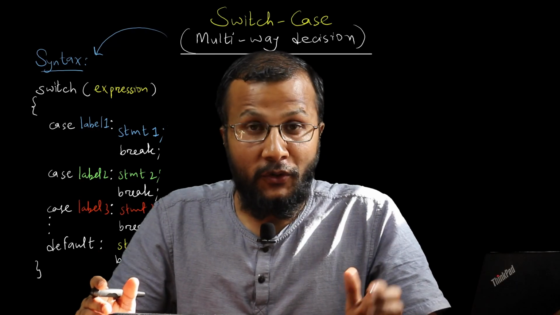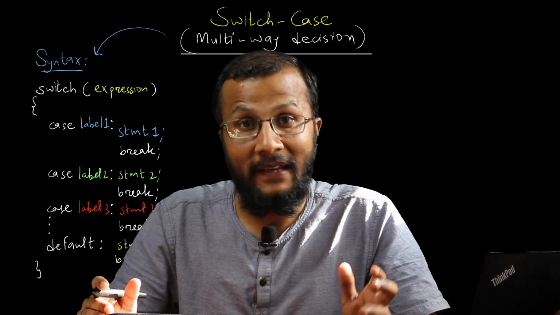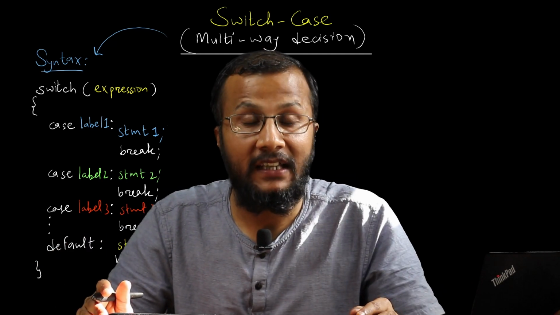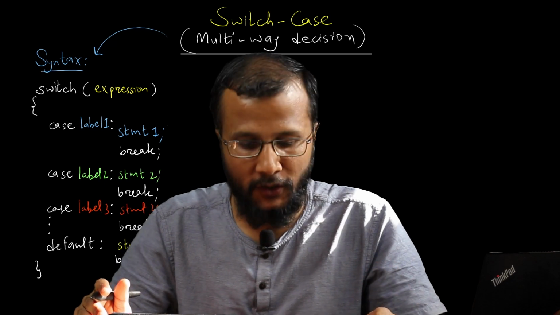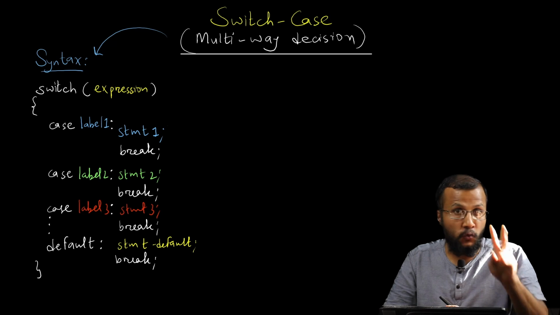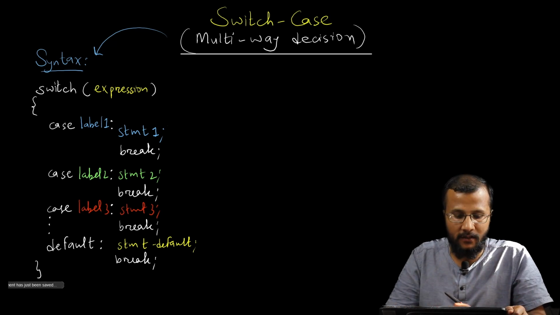In this lecture, we're going to learn about the switch case statement that is used for making multi-way decisions in C, like we have done it using the else if ladder. Now let's see how switch case works. As the name suggests, it has two keywords, switch and case. These are keywords already reserved in C.